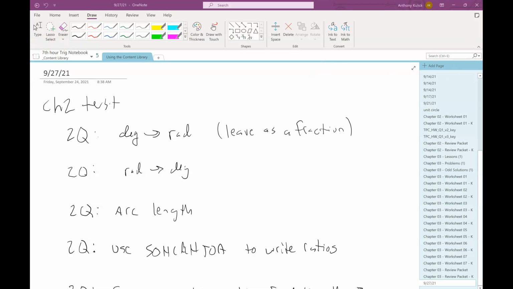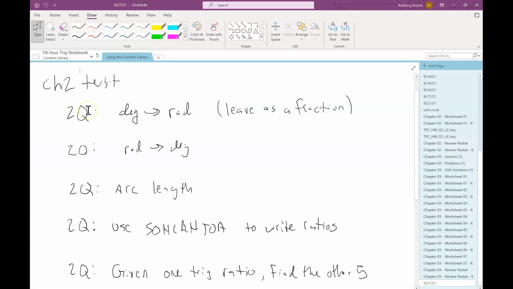So this test description is in the content library. You can write this down if you want, but there's really no need because you have access to it as long as your OneNote's up and running. Okay, so you'll have two questions where we have to convert from degrees to radians. You should be able to do that.